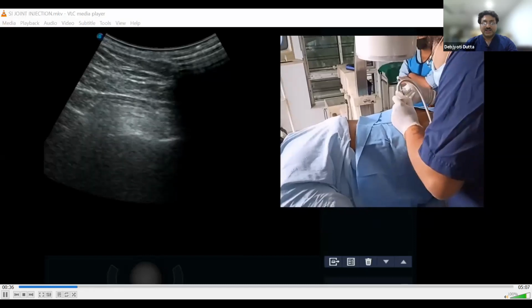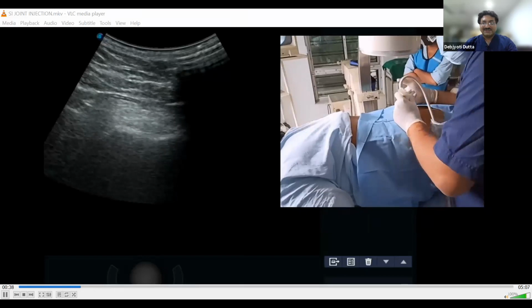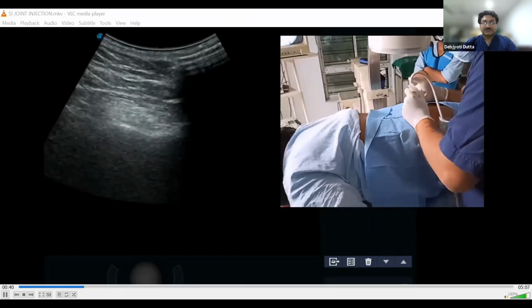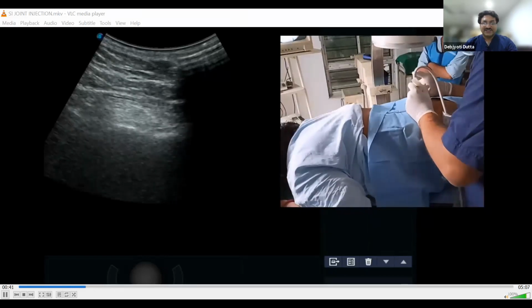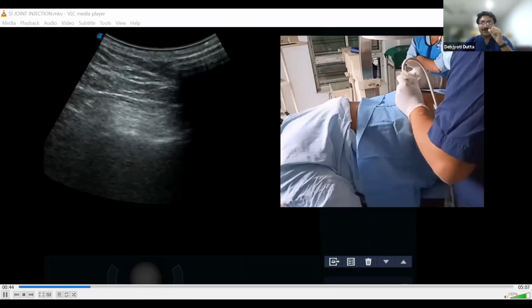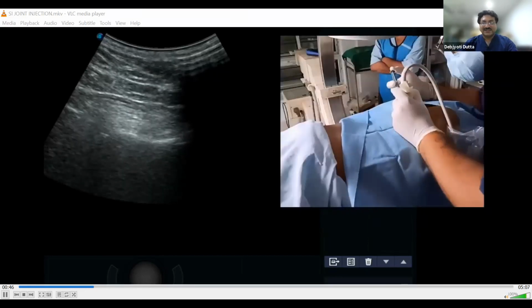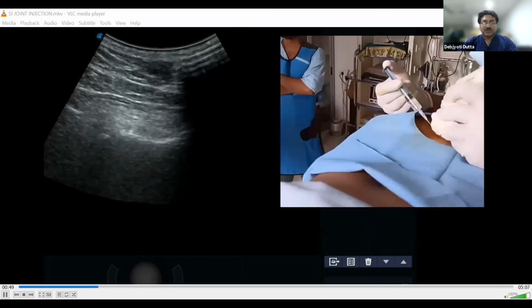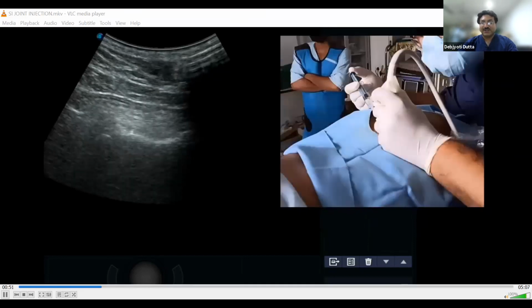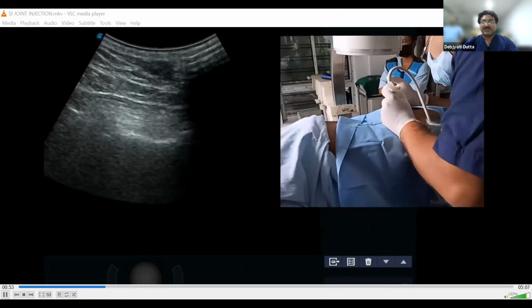So first we are injecting local anesthetic in the skin. We have seen, and here remember we should go from medial to lateral side. So this is the local anesthetic. Usually 1% lignocaine is injected in the skin and subcutaneous tissue.